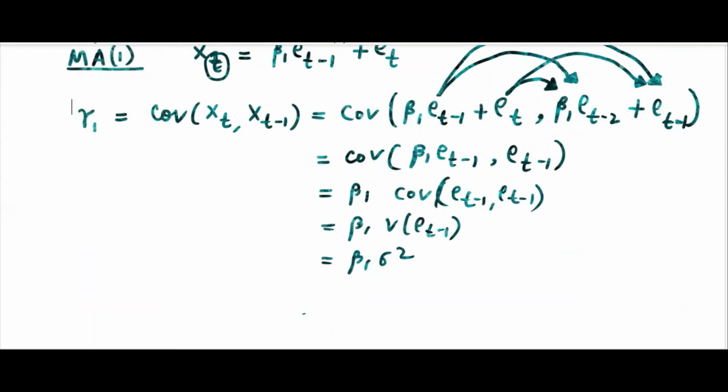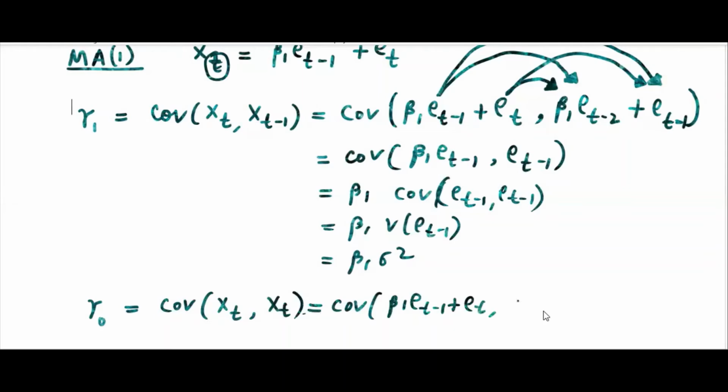Now let me write gamma naught here. That will be covariance of xt with xt. They are the same. So when they are the same, what will happen? Here I will write the same in both the places, et plus beta 1 et minus 1. The cross covariances will disappear because t minus 1, t, that is 0, they are uncorrelated.